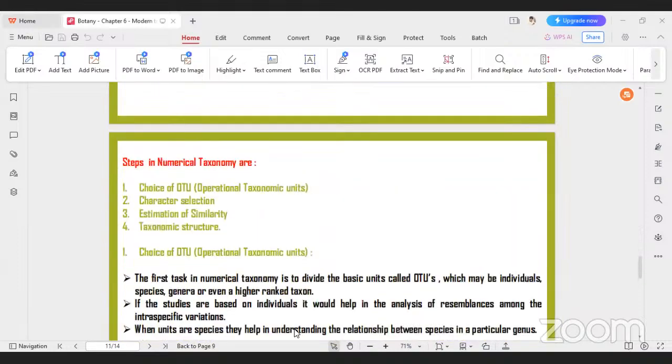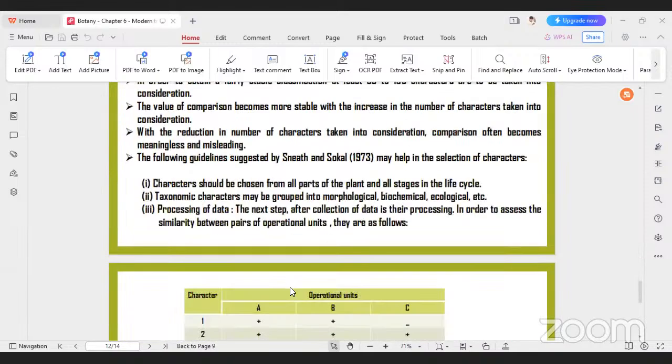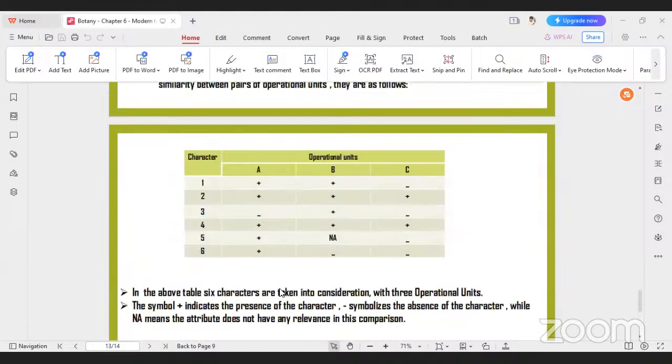Numerical taxonomy. Another slide. Chapter 6: modern taxonomy, modern trends in plant taxonomy, including cell biology, enzymes, and nomenclature.